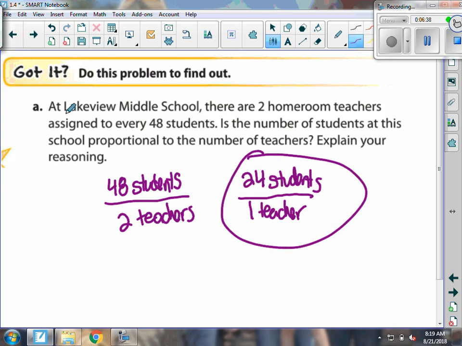Okay, it says at Lakeview Middle School there are 2 homeroom teachers assigned to every 48 students. So there will always be 2 teachers for every 48 students. So that's going to stay constant. So since the ratio is constant, the number of students is proportional to the number of teachers. So yes, this is proportional. Okay, because it's always going to equal, when simplified, it's always going to equal this.